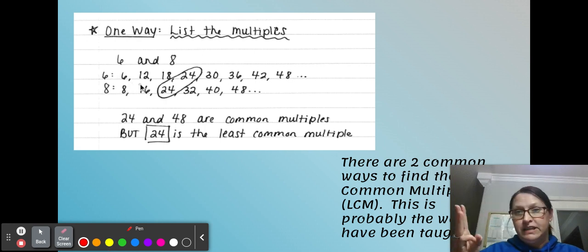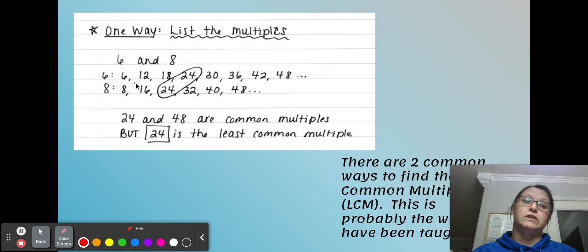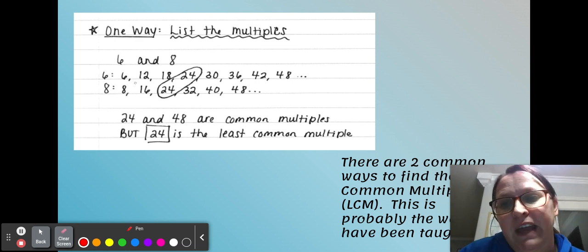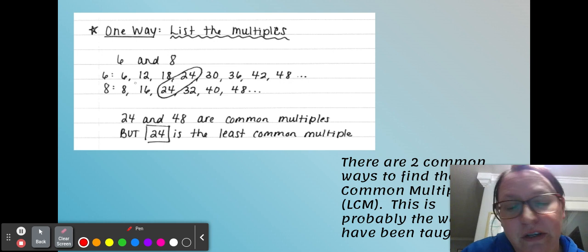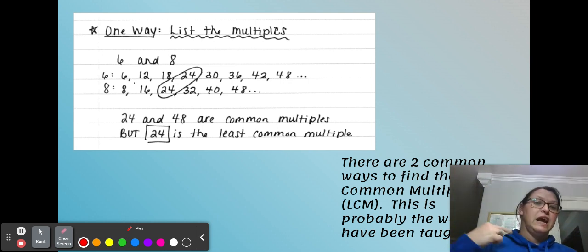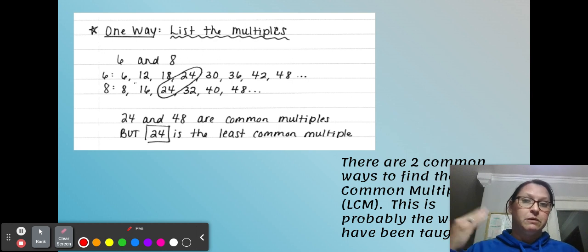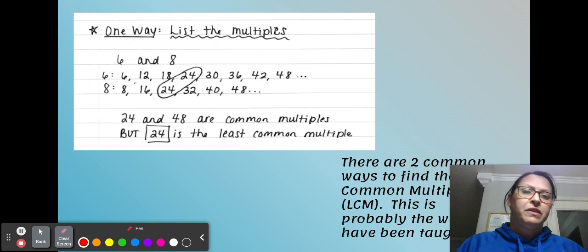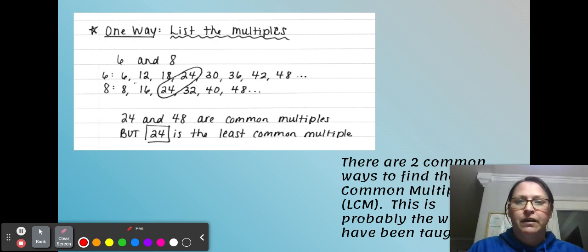So with 6 and 8, I basically listed the multiples. 6, 12, 18, 24, 30, 36, 42, 48. And the same with 8: 8, 16, 24, 32, 40, 48. So 8 times 2 is 16, 8 times 3 is 24, 8 times 4 is 32, 8 times 5 is 40, 8 times 6 is 48. That's the idea of multiples.